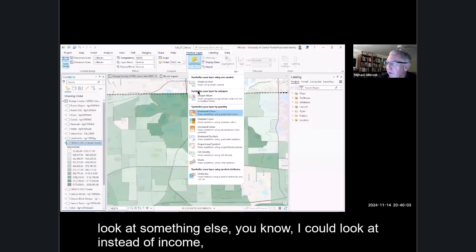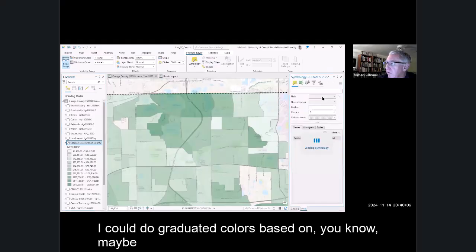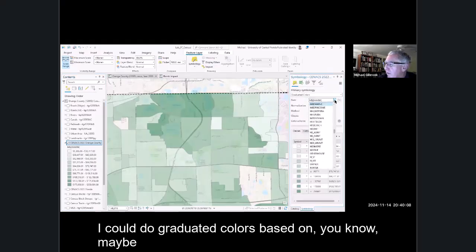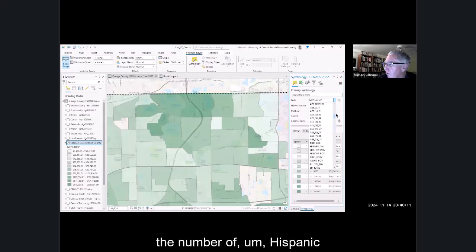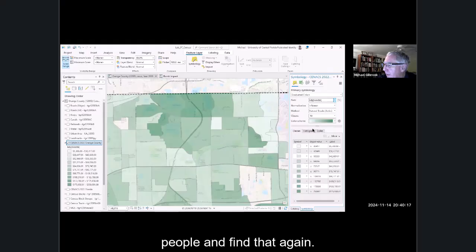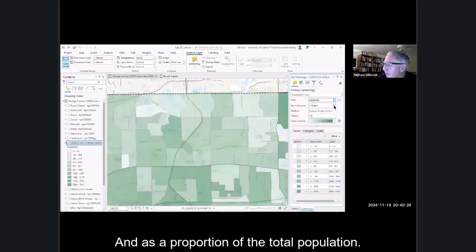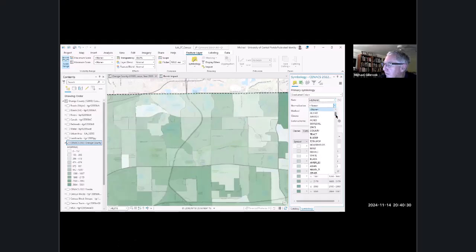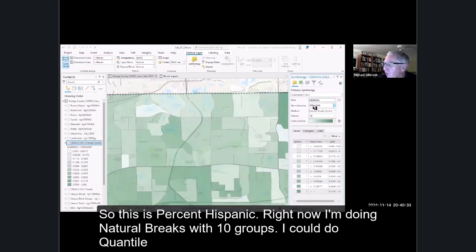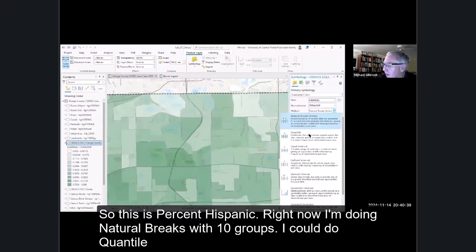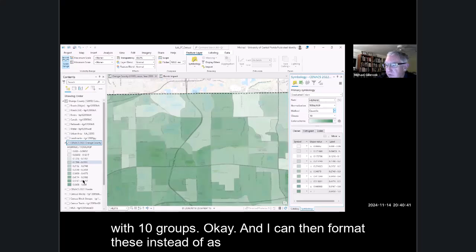If I wanted to look at something else, instead of income, I could do graduated colors based on the number of Hispanic people, as a proportion of the total population. So this is percent Hispanic. Right now I'm doing natural breaks with 10 groups. I could do quantile with 10 groups, okay?